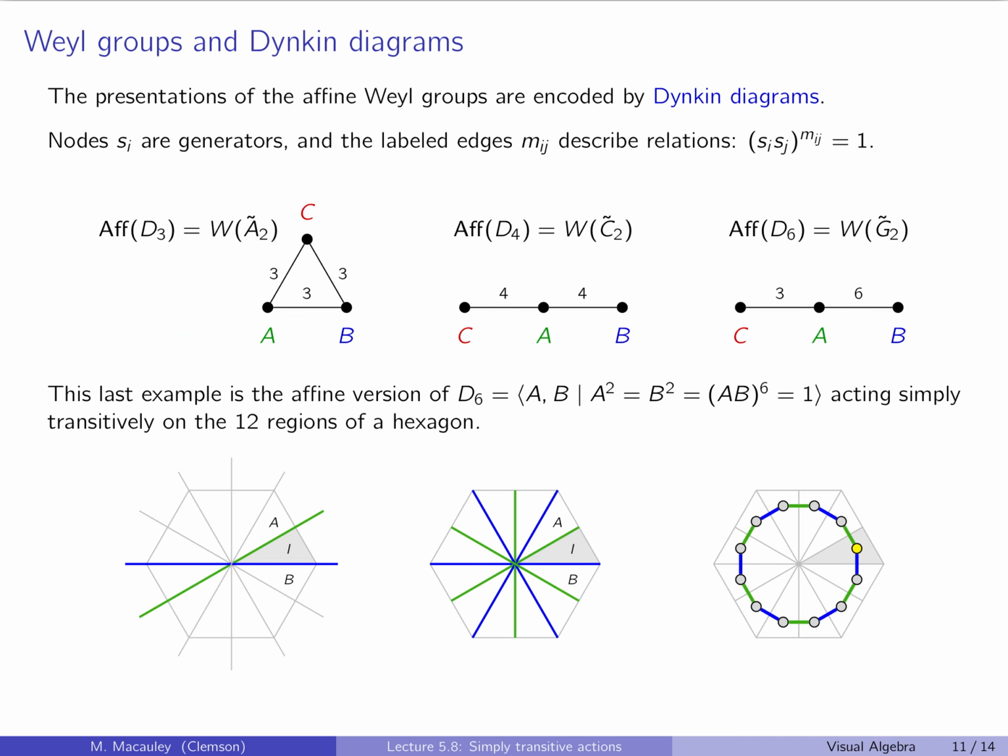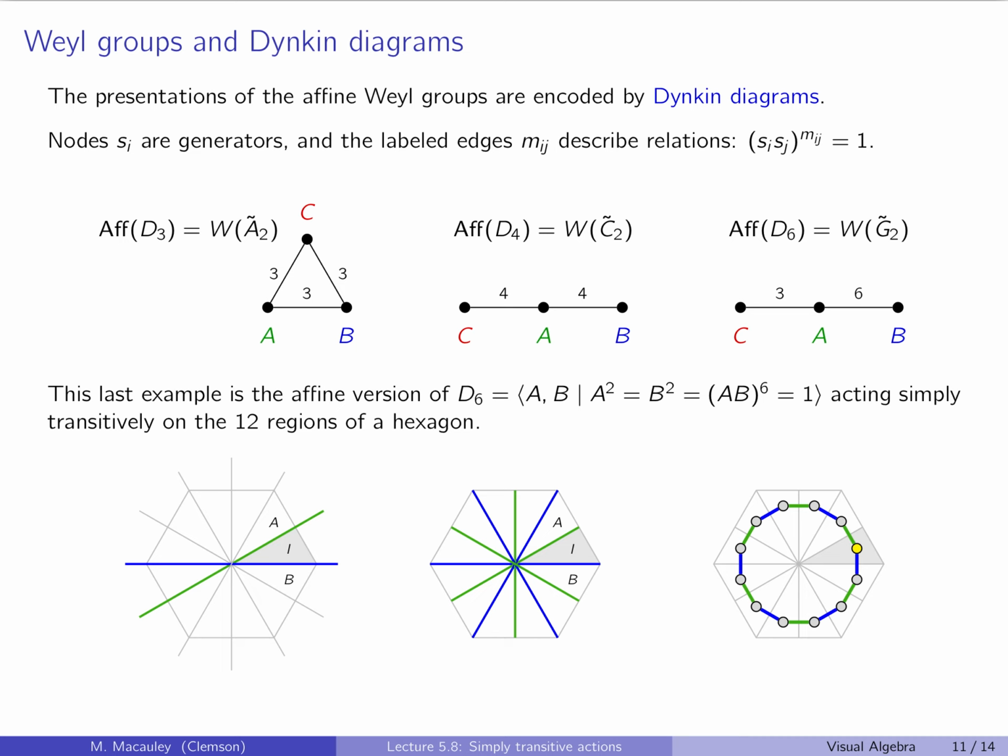The presentations of the affine Weyl groups that we've seen, we just saw a geometric interpretation of them. They are encoded by labeled graphs that are called Dynkin diagrams. The nodes are the generators of the group, and then we label an edge with the exponent that we saw in the relation. So if there's an edge from Si to Sj, and SiSj to the Mij is 1, then we label that with Mij. So here's an example of how we can encode. Here's the first two ones that we've seen, the affine version of D3 and the affine version of D4.